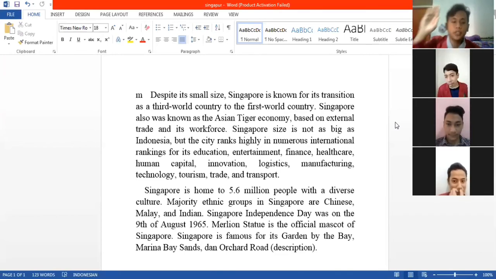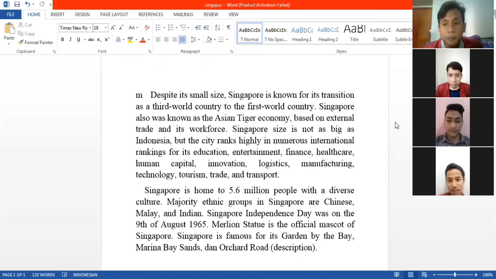Yes, of course. Sure. Do you think why Singapore becomes well-known as the Asian tiger? Because the country ranked highly in numerous international rankings for its education, entertainment, finance, healthcare, tourism, trade, transport, and even technology. That's why Singapore is known as the Asian tiger. Yeah, that actually makes sense. That's right.